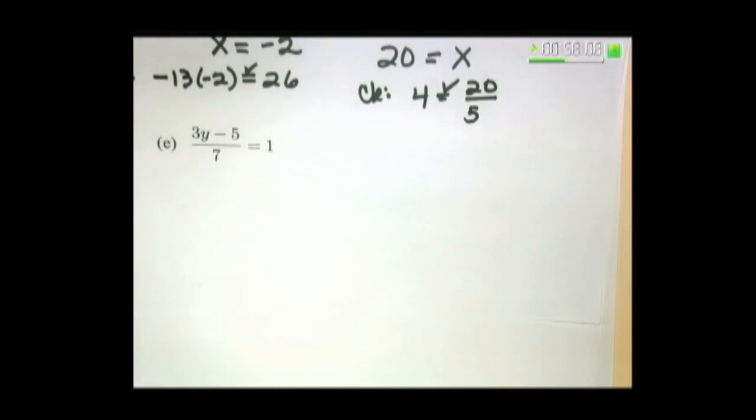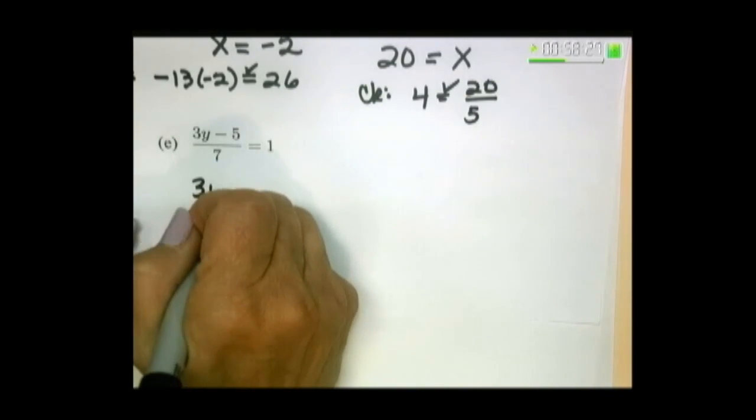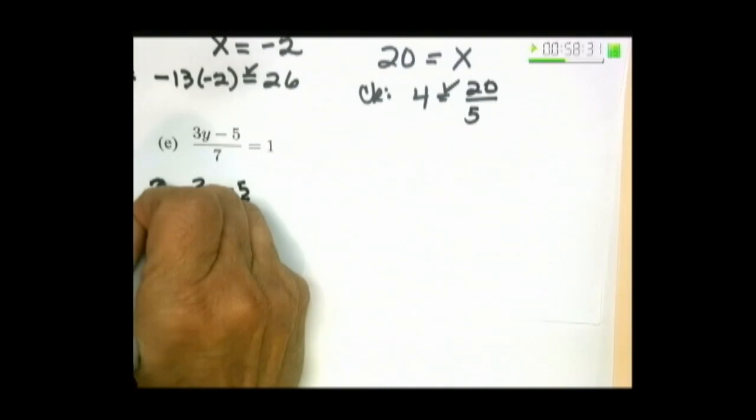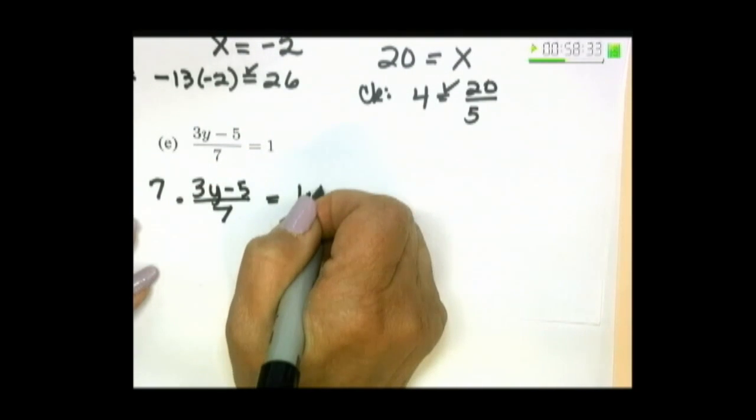3y minus 5 over 7 equals 1. Now remember that I want the last step to be y equals a number. Y is inside the numerator. It's part of the numerator. But I have a fraction here, so I want to simplify by getting rid of that 7 in the denominator. So the first step that I'm going to do is multiply by 7.